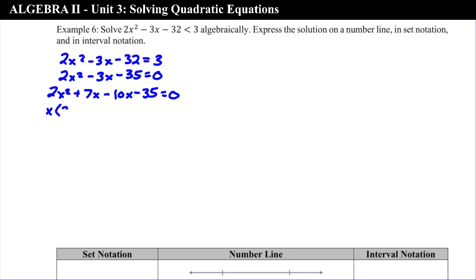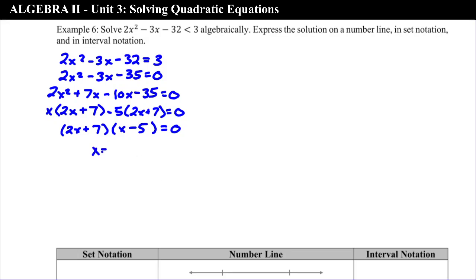Well, all we can pull out is an x, so that leaves us with 2x plus 7. We know we want a 2x plus 7 out on the other one, and to achieve that, we're going to do minus 5. And so we end up with 2x plus 7 times x minus 5 equals 0. So now that we have that factored out, we can find our x values. x is going to be negative 7/2 or positive 5.